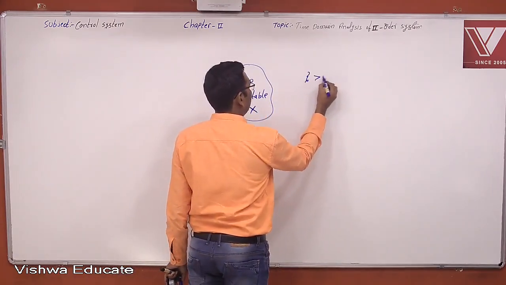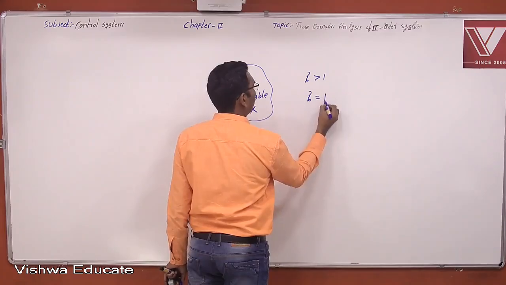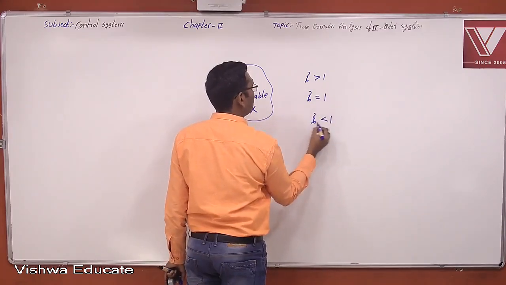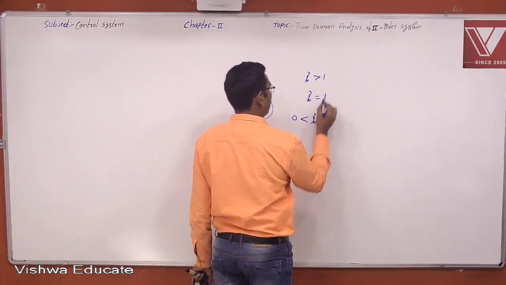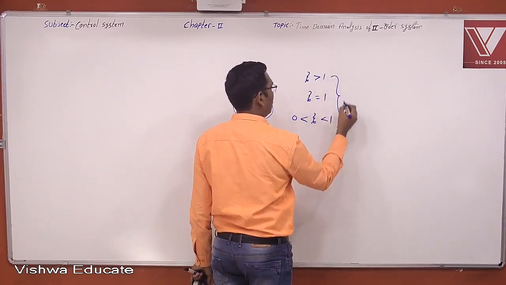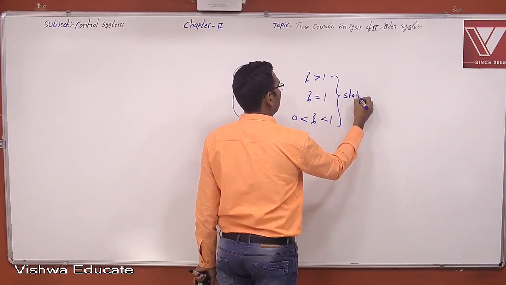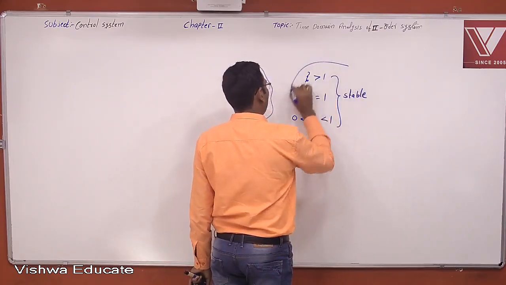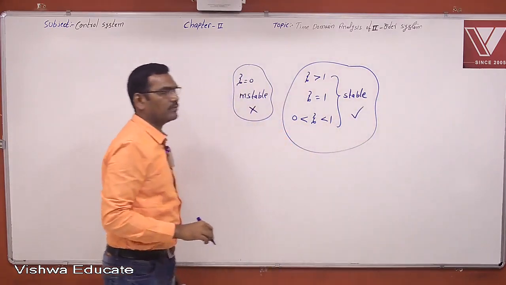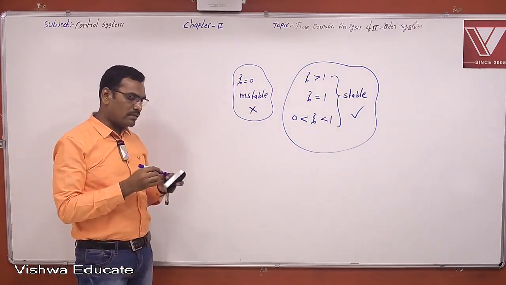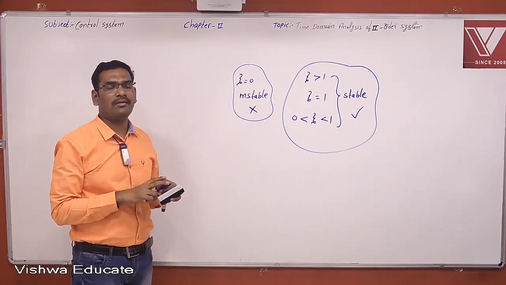But what are you identifying? When zeta is greater than 1, when zeta equals 1, and when zeta is less than 1 and greater than 0, all these are stable systems. Now all these are stable, so there may be a chance of utilizing all of them. What is the question I am asking before we start the second order system?